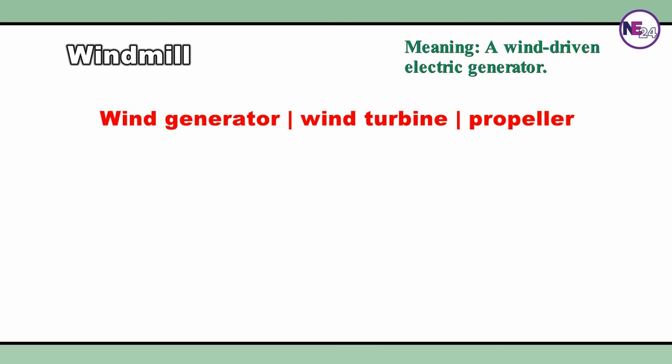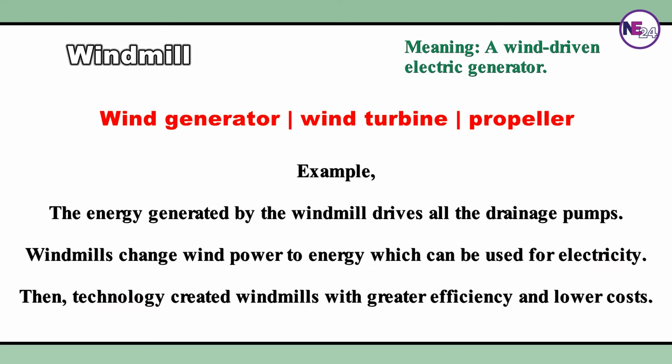Windmill. A wind-driven electric generator. Wind generator. Wind turbine. Propeller. The energy generated by the windmill drives all the drainage pumps. Windmills change wind power to energy which can be used for electricity. Then, technology created windmills with greater efficiency and lower costs.